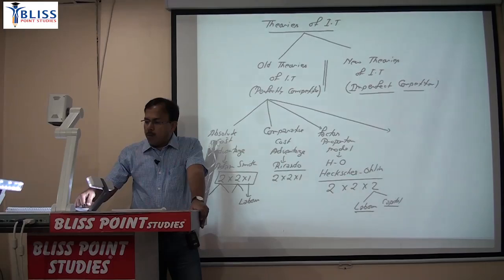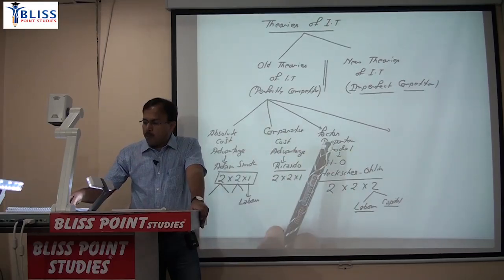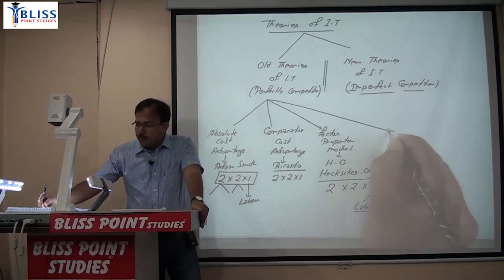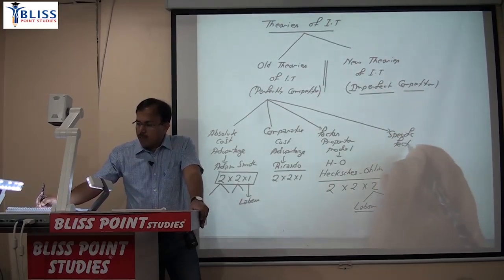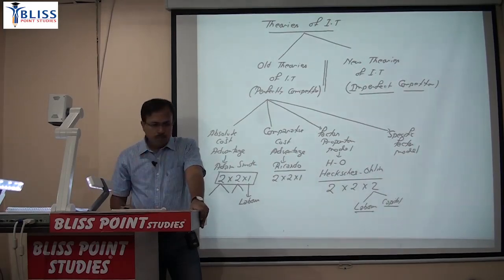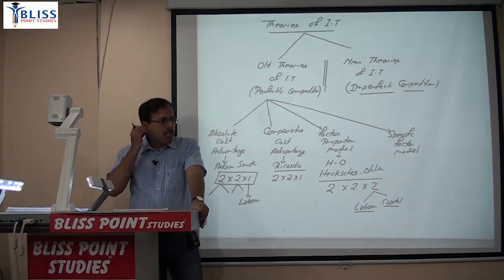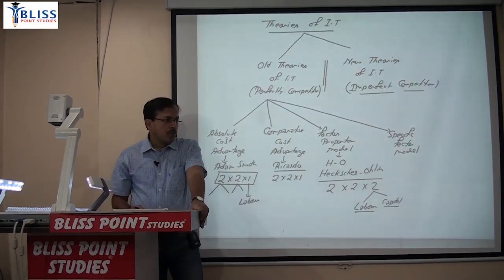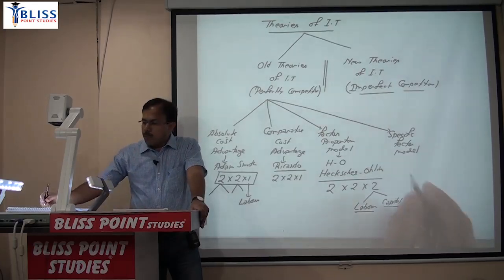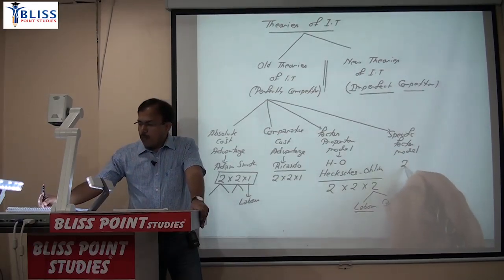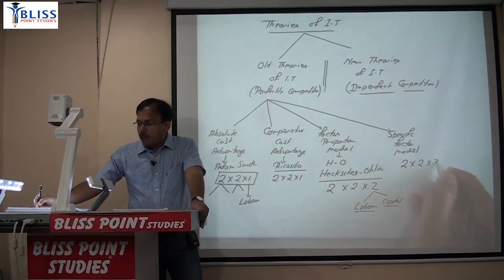So absolute, then comparative, after that factor proportion theory, and then a specific factor model. The specific factor model concept is basically associated with Samuelson and Jones. That specific factor model is a 2 by 2 by 3 model.